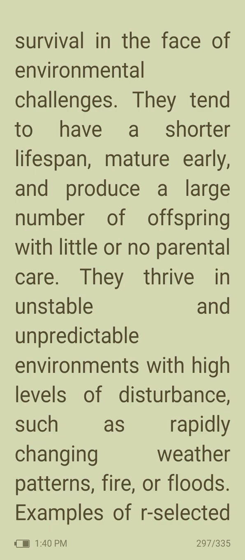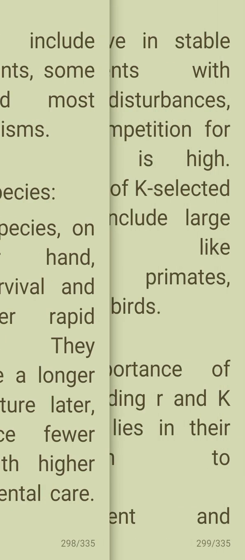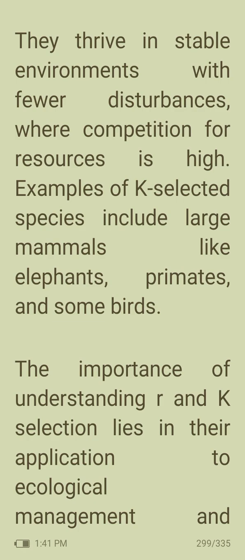They thrive in unstable and unpredictable environments with high levels of disturbance, such as rapidly changing weather patterns, fire, or floods. Examples of R-selected species include insects, rodents, some plants, and most marine organisms. Then K-selected species. K-selected species, on the other hand, prioritize survival and growth over rapid reproduction. They tend to have a longer lifespan, mature later, and reproduce fewer offspring with higher level of parental care. They thrive in stable environments with fewer disturbances, where competition for resources is high. Examples of K-selected species include large mammals like elephants, primates, and some birds.